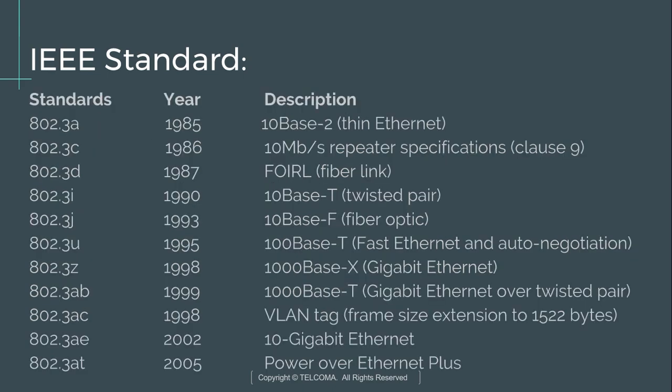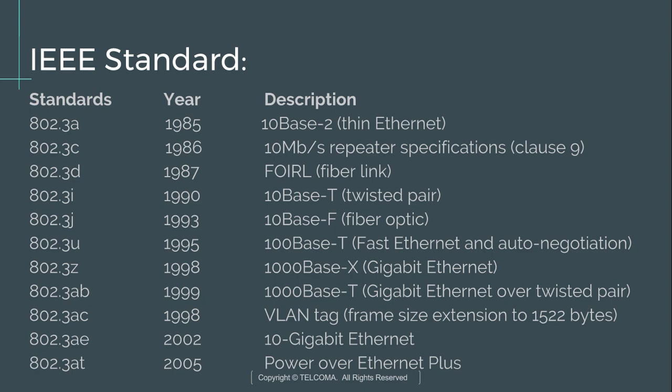802.3a, invented in 1985, and it defines the 10Base2 thin Ethernet cables. Next is 802.3c, invented in 1986, and it defined 10 megabit per second repeaters used in Ethernet networks. Next is 802.3d, invented in 1987, and it defines the fiber link on Ethernet. Then 802.3i, invented in 1990, and it defined 10BaseT twisted pair cables.